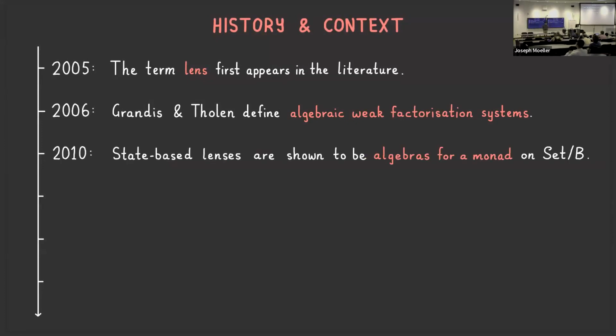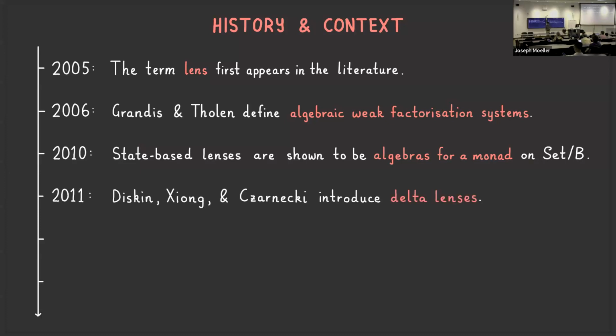In 2010, state-based lenses. This is the name I'm using for the lawful lenses, or the very well-behaved lenses, or the set-based lenses. I'm going to call them state-based lenses. And in 2010, they were shown to be algebras for a monad on set, okay? On set over B, rather, so a slice category of set.